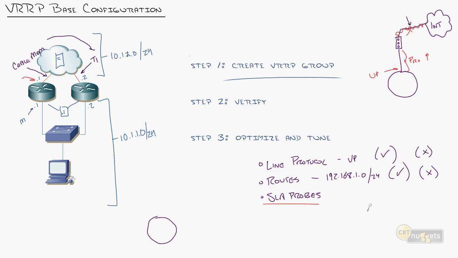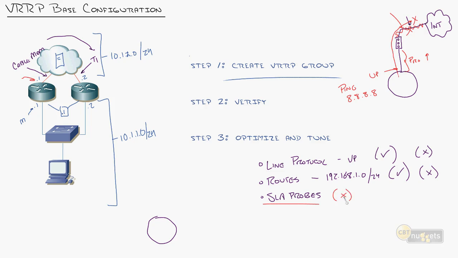Well, with SLA probes, let me give you a basic method. I can go in here and say I actually want to ping a really reliable server, like Google's DNS server, 8.8.8.8. I want to ping 8.8.8.8 once every 30 seconds from my router. If those pings start failing, that may indicate that this section of the line is going down, or maybe some failure further on in my service router has occurred. And I'm going to declare that track object as invalid.